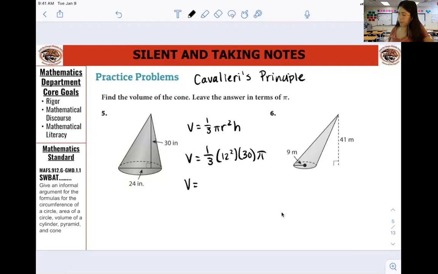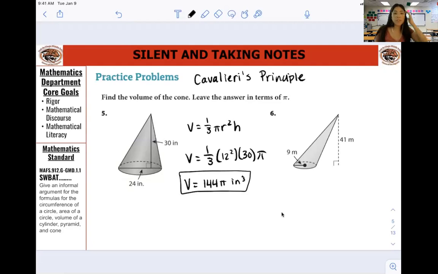What do we get? Go ahead, plug it all in. Who can get it the fastest? Good, 1440 pi inches cubed.